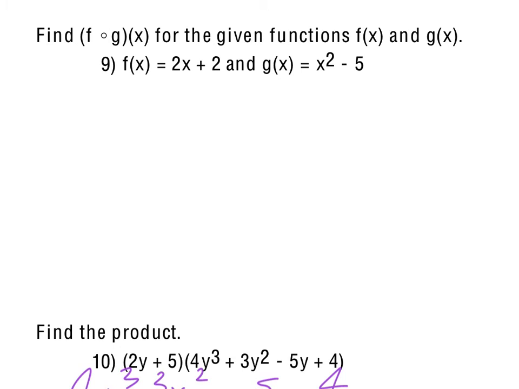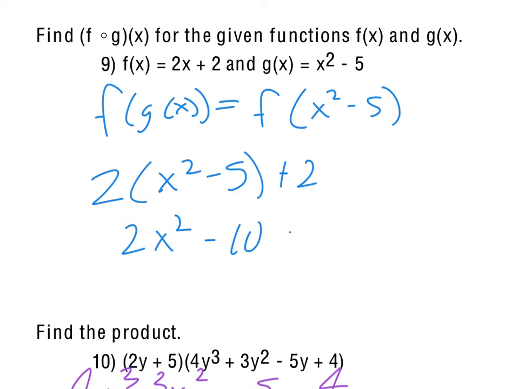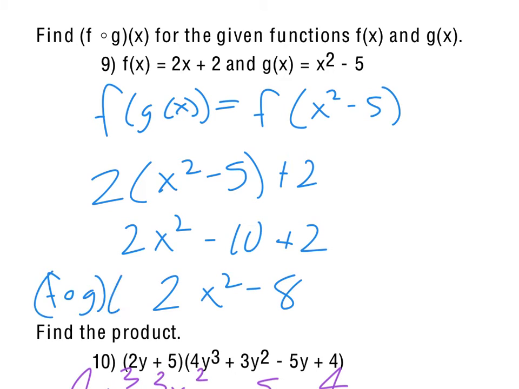For number 9, we're finding f of g of x. So we take f of x and we use g of x as the input. Of course, g of x is x squared minus 5. So if we plug that into the f of x, we have 2 times x squared minus 5 plus the 2. So 2x squared minus 10 plus the 2 gives us 2x squared minus 8. So that's f of g of x is 2x squared minus 8.